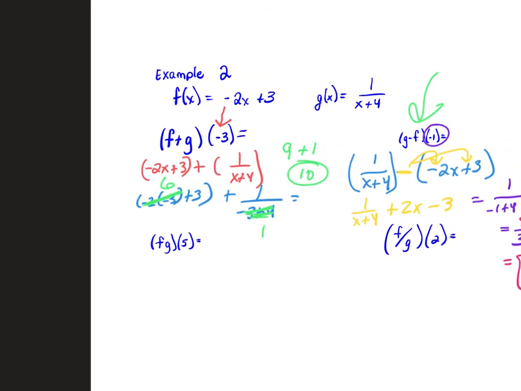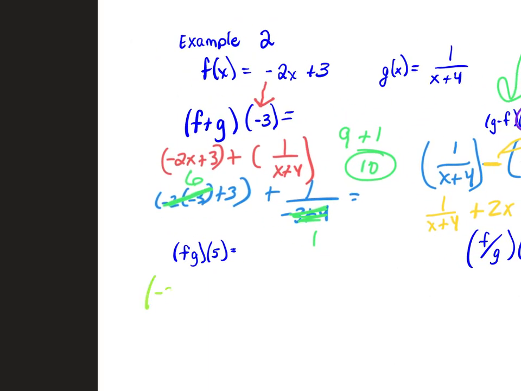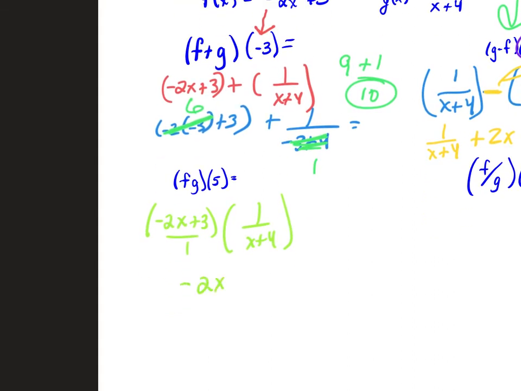All right, multiplication and division gets a little different. If I multiply f times g, we'll write down your f function, negative 2x plus 3 times my g function, 1 over x plus 4. Can I multiply these two things together? Yeah. This becomes negative 2x plus 3 over x plus 4. Good. Now that's the most I can combine it. I can't cross out x's or anything like that.